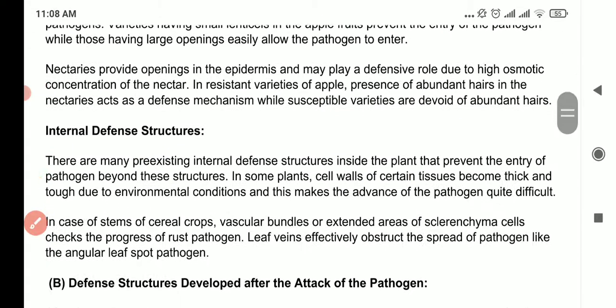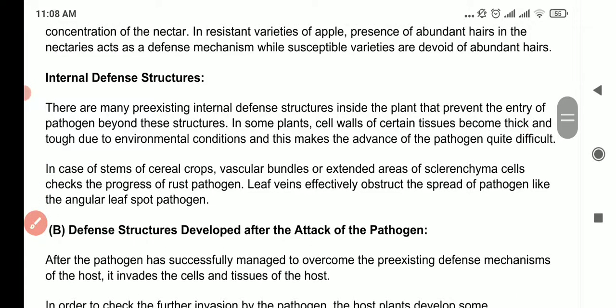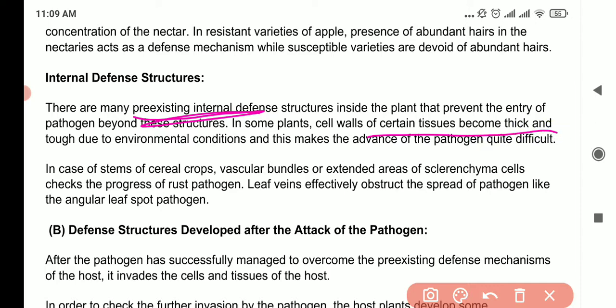Then internal defense. These internal defenses are already there. These are also pre-existing, but they're inside the plant, not outside. Some examples are certain tissues that become thick and tough due to environmental conditions. So depending on the environment, the plant will become thickened on the inside.